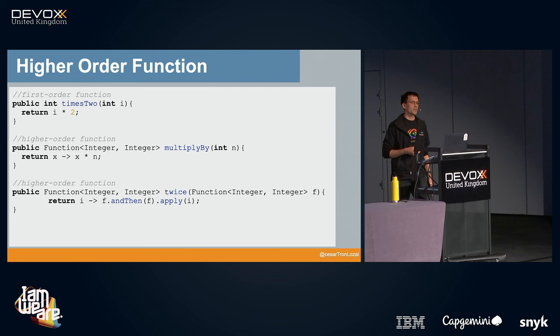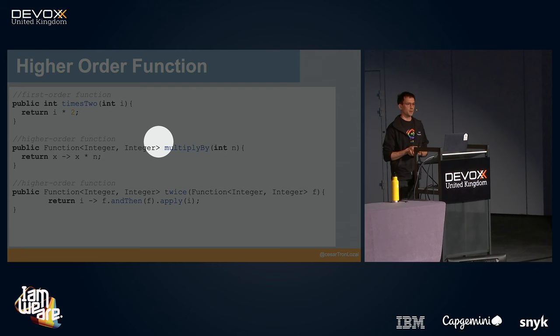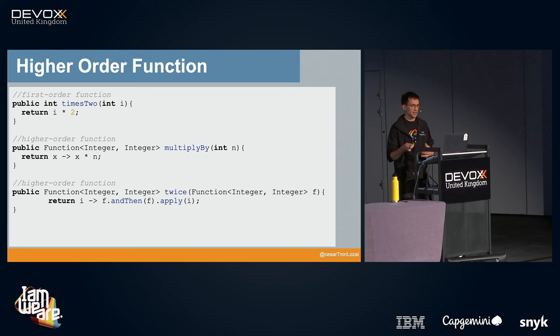So what's a higher order function? Well, a higher order function is a function that either receives a function as an argument and/or returns a function as a result. Here, the first function is a boring, first order function. You give it a number, it multiplies by two. OK, boring. The second one is called multiply by. You give it a number n, and it returns you a function that multiplies by that number. So this is a higher order function. And the last one is a higher order function for two reasons: it takes the function f as an argument, it applies it twice, and it returns a new function of the same type. Again, these are examples of higher order functions, and we will come across them later in the talk.